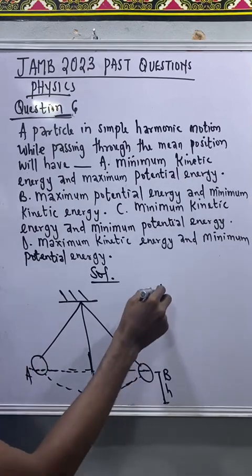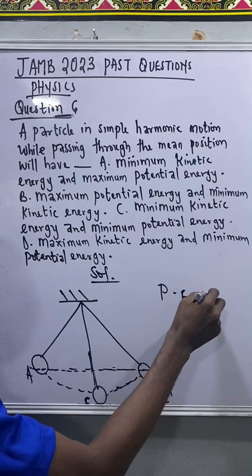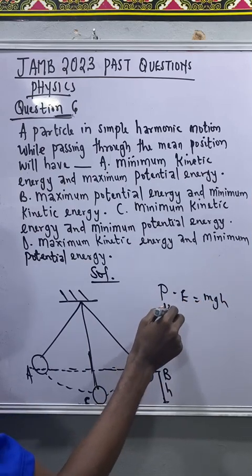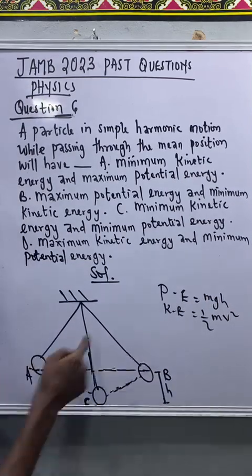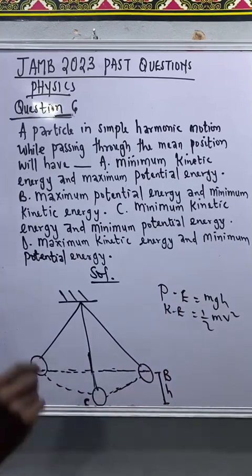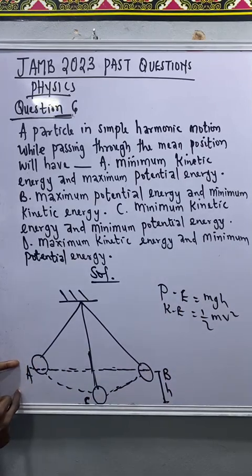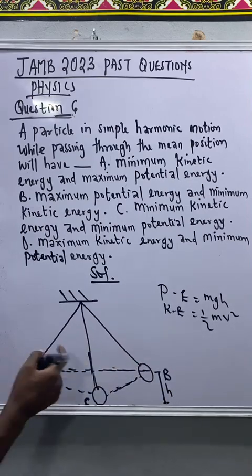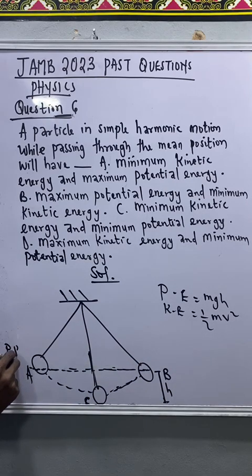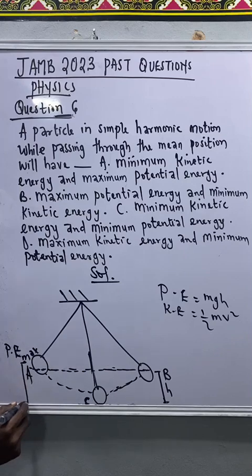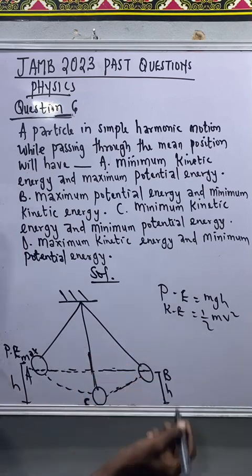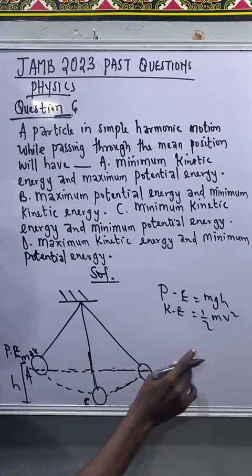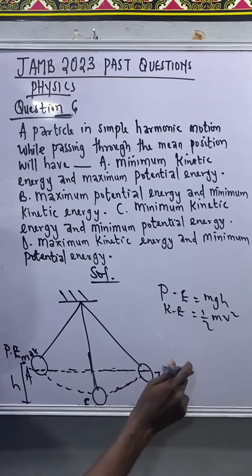Now, the formula for potential energy is mgh, while the formula for kinetic energy is half mv squared. At point A, the velocity is equal to 0, and we have maximum height at A and B, that means we are going to have maximum potential energy here. The PE will be maximum because that's the maximum height from the equilibrium position.